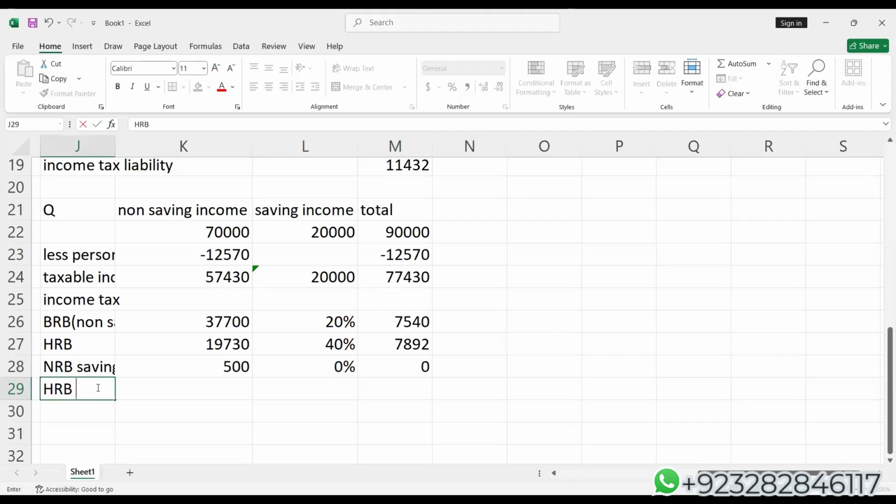So higher rate band, saving income. Total taxable income in the column of saving income is 20,000. Out of that 2,500 we have taken in nil rate band. Applicable tax rate is 40%. Now very easily we can calculate income tax liability.